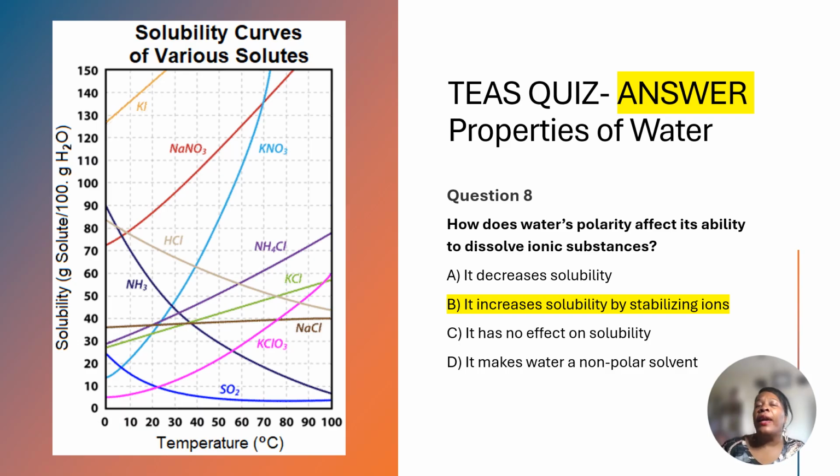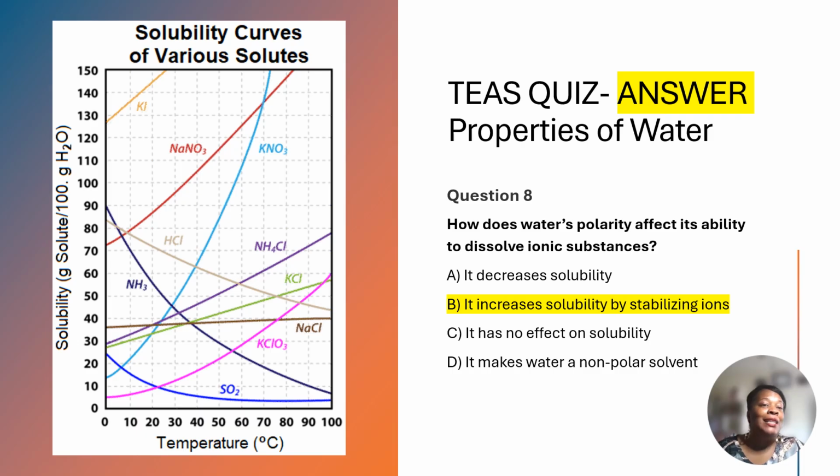Let's explain why the other three answer choices are incorrect to further explain why letter B is the correct answer. First choice, A, it decreases solubility. The reason why this is incorrect is because water's polarity actually enhances its ability to dissolve ionic substances. The positive and negative ends of water molecules interact with ions, facilitating in this dissolving rather than decreasing it. Letter C, it has no effect on solubility. Well, this is also incorrect because water's polarity has a significant effect on its solubility. The polar nature of water is crucial in dissolving ionic compounds, so saying it has no effect is inaccurate.